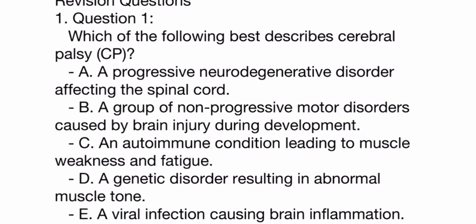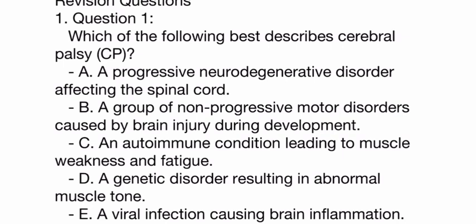Question 1. Which of the following best describes cerebral palsy? Okay, so this question is asking for the correct definition. It's rare in medicine to find a question that is asking for a definition of something, but with CP, this is a common question. Okay, so A, progressive neurodegenerative disorder affecting the spinal cord.